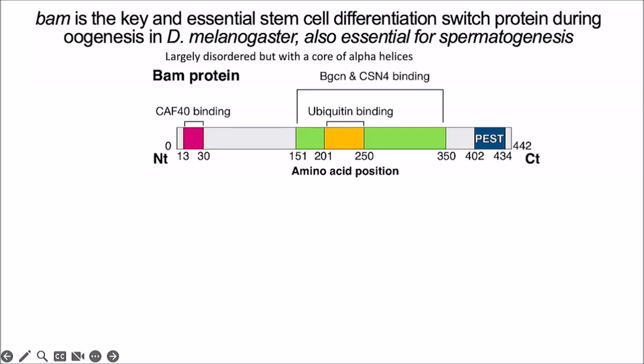Studies have shown that there are a couple of regions that bind other interacting proteins: CAF40 binds here, the BGCN partner binds here, CNS4, another partner protein, binds across the same region, and it's been shown that this region here binds ubiquitin as well, which we'll return to later. So this is a 442 amino acid protein, reasonably sized.